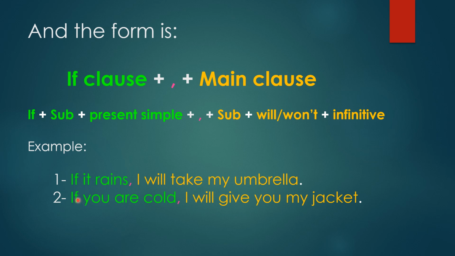Another example. If you are cold. You is the subject, are is the verb 1, present simple, cold is the rest of the sentence. Here's the main clause after the comma. I is the subject, will, because it's affirmative, give is an infinitive verb, and you my jacket is the rest of the sentence.